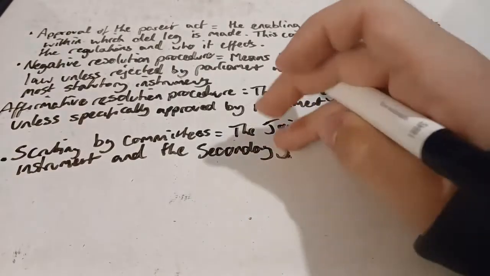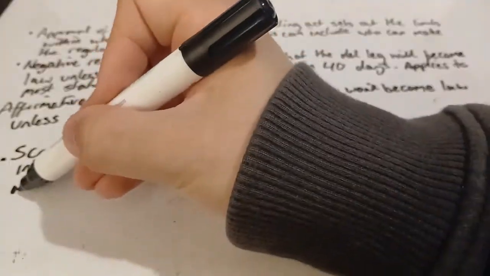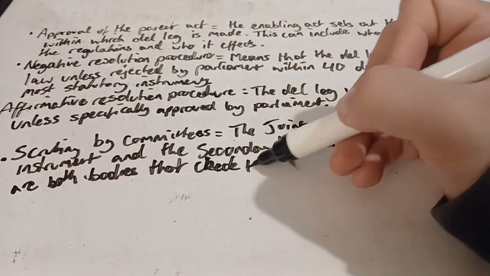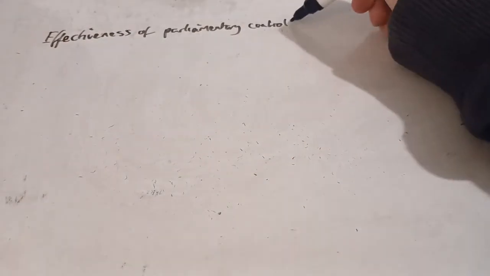The final parliamentary control is scrutiny by committees. The Joint Committee on Statutory Instruments and the Secondary Legislation Scrutiny Committee are both bodies that check the legislation once it's been made. Now, how effective are these parliamentary controls?